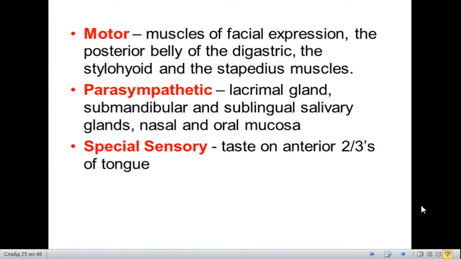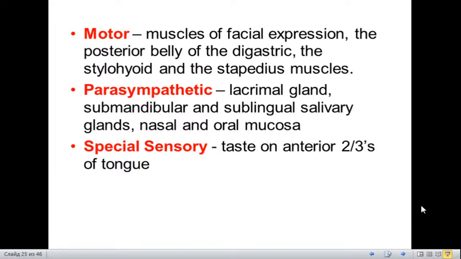Zones of innervation for facial nerve. Motor fibers supply to muscles of facial expression, then posterior belly of digastric muscle, stylohyoid and stapedius muscle. Parasympathetic component supplies to lacrimal gland, submandibular and sublingual glands, as well as glands of nasal and oral mucosa. And special sensory fibers controls taste of anterior 2/3 of tongue.